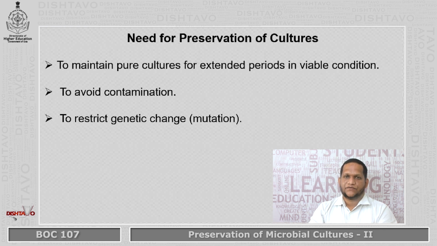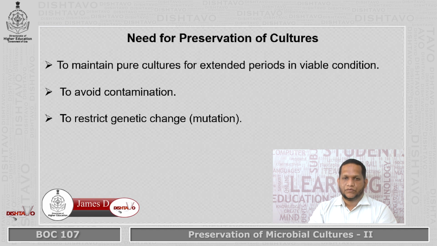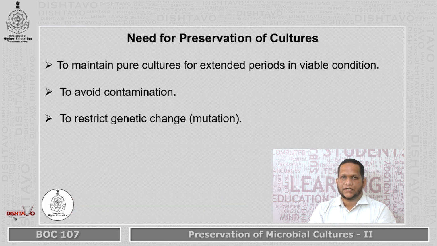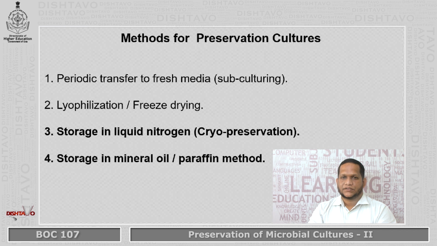Now, why is there a need for preservation of culture? To maintain pure culture for an extended period in viable condition, to avoid contamination, to restrict genetic change. The methods of preservation. Now, in my earlier module, we have discussed methods 1 and 2. Now, in this module, we'll describe methods 3 and 4.